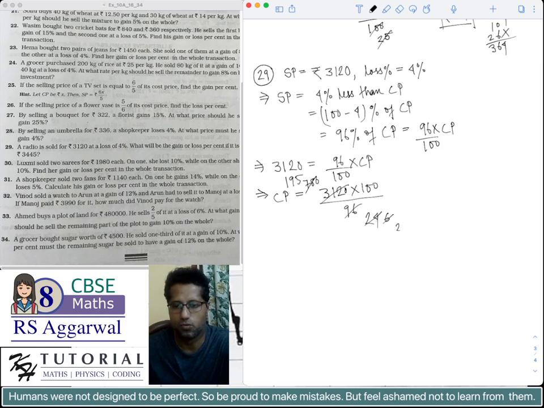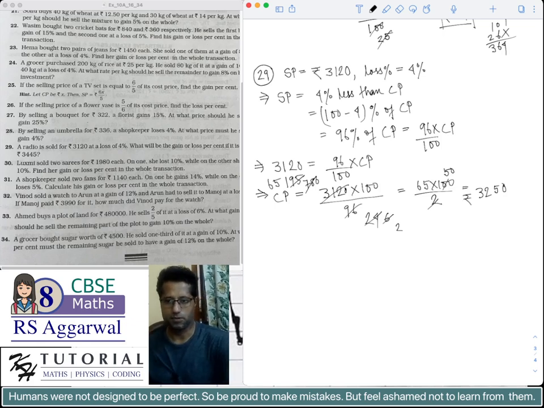3 divides 6 with 2. 3 divides 195 with 65. Okay, so this is equal to 65 multiplied by 100 divided by 2. This is equal to 3250. So the cost price is rupees 3,250.